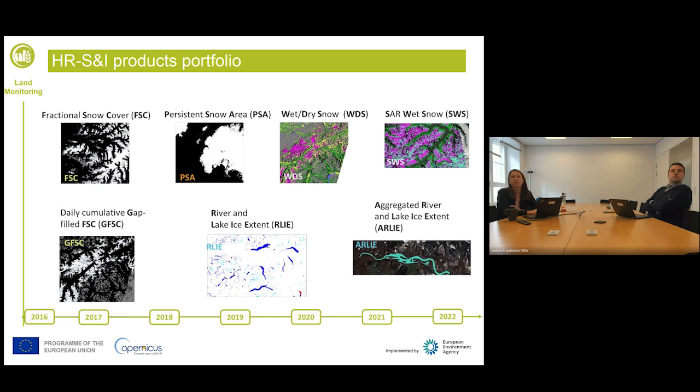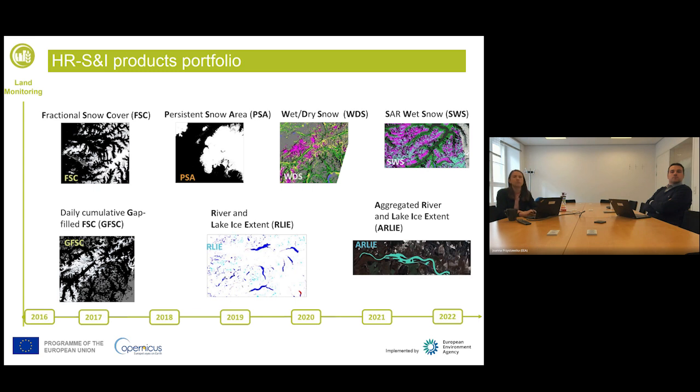Now I would like to quickly introduce you to our product portfolio. We have three types of information: snow cover extent, snow conditions, and ice presence on the lakes and rivers. There are 5 snow products. 2 are snow cover products. We have the fractional snow cover, already mentioned, that provides us with snow fraction on the top of canopy and on the ground. Then we have the daily cumulative gap-filled FSC that completes the fractional snow cover product.